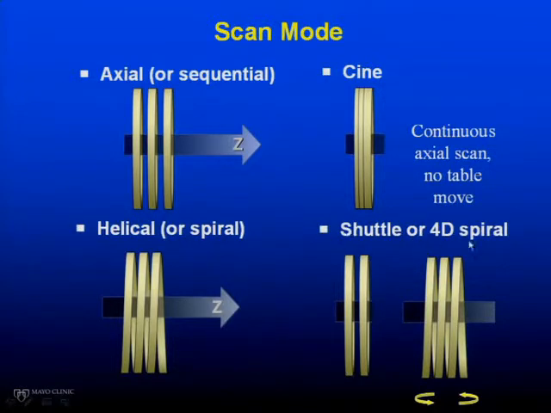The shuttle or 4D spiral mode is a relatively new scanning mode. Basically, the axial shuttle mode is an axial scan that just goes back and forth. And for the helical 4D spiral, it also goes back and forth, and the helical pitch will increase and then decrease and then increase again. This mode is primarily for the perfusion scan. The main purpose is to increase the volume coverage range.